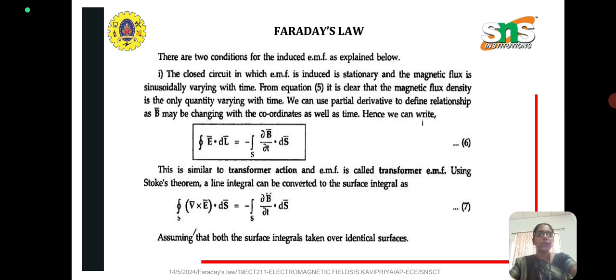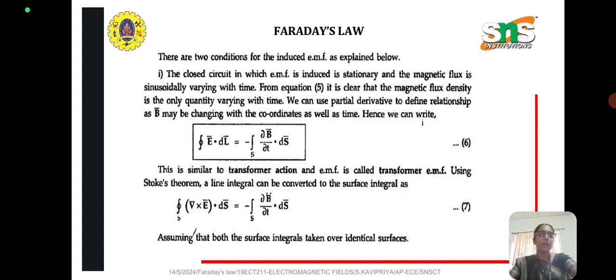There are two conditions for induced EMF. The closed circuit in which EMF is induced is stationary and the magnetic flux is sinusoidally varying with time. So from the equation it is clear that the magnetic flux density is the only quantity that varies with time.